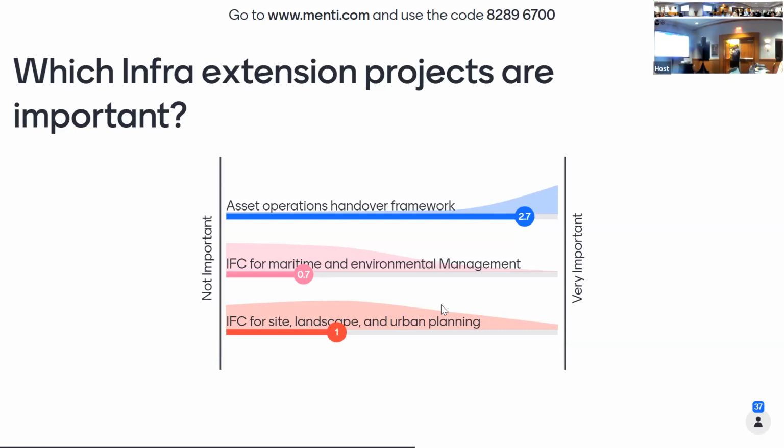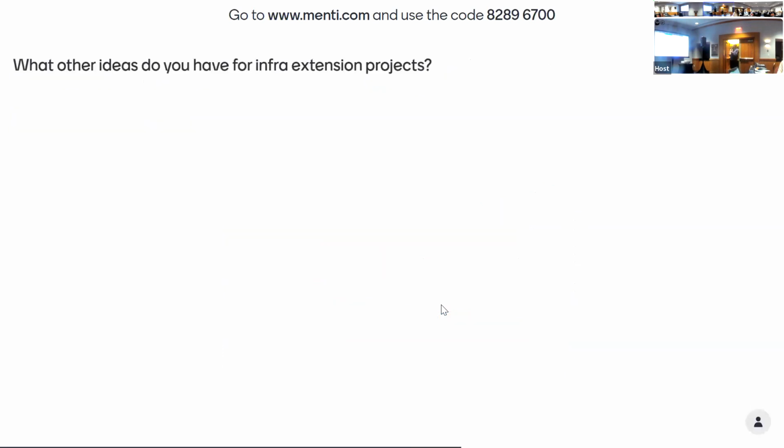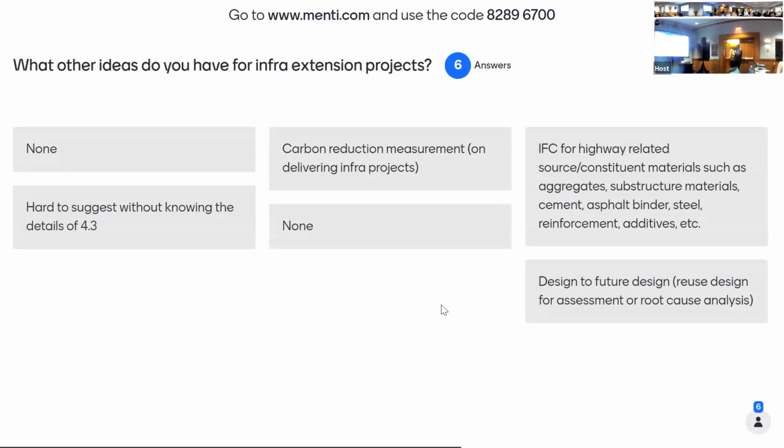So operation handover is seen as being of significant importance. Environmental management and landscape less so, but I do get some roles. Yes. Okay, thank you. Carbon reduction management on delivery infrastructure projects: I'm not sure it's actually a project at this stage, but there's certainly a lot of interest in that area.